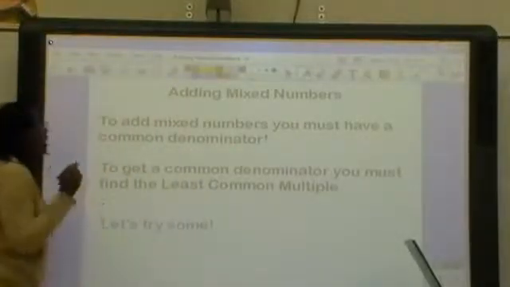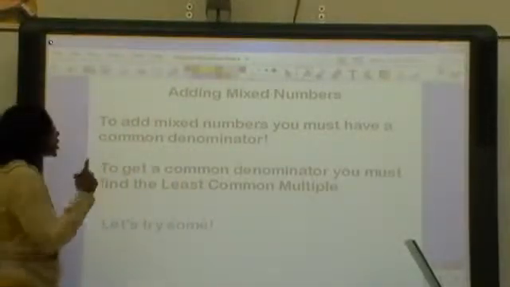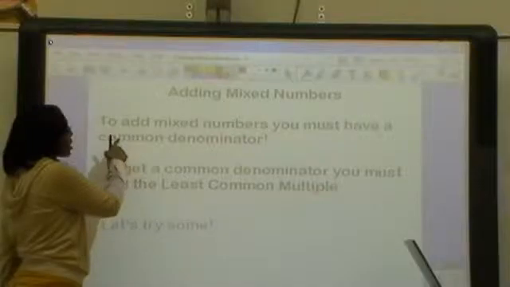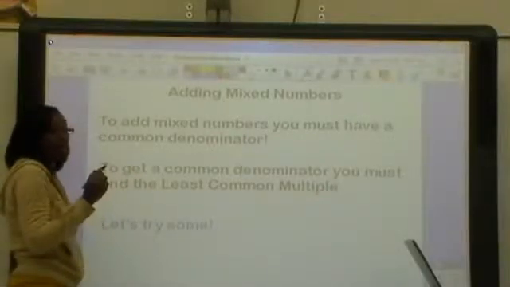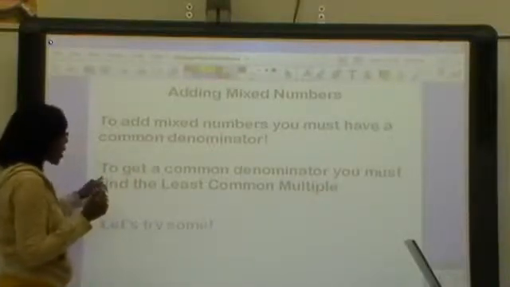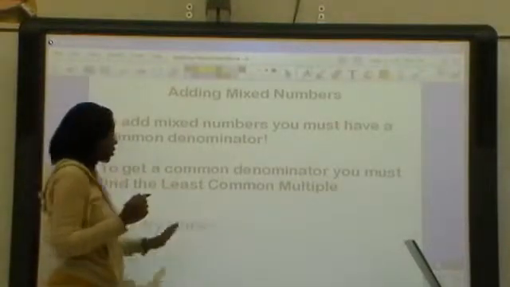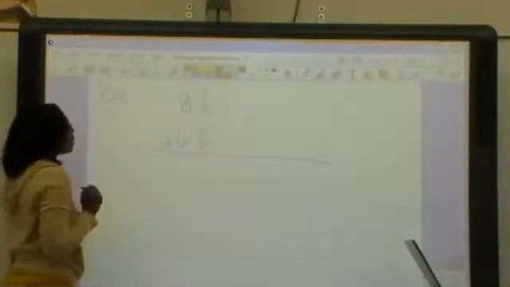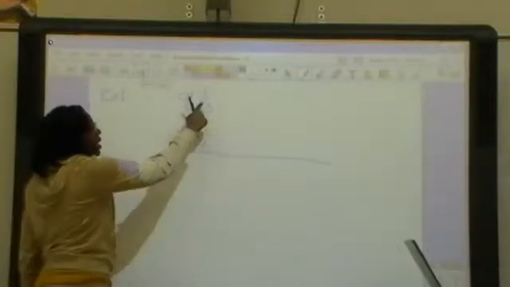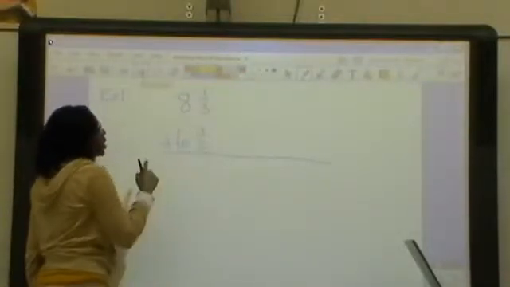So today we will be adding mixed numbers. And to add mixed numbers, you must have a common denominator. And to get a common denominator, you must find the least common multiple. So let's try some. So first we want to add 8 1/3 plus 6 1/2.